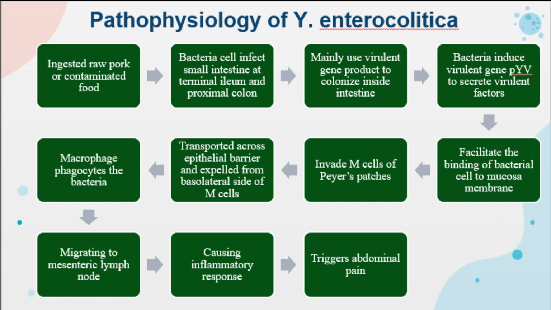The bacteria infect the small intestine at the terminal ileum and proximal colon. The bacteria mainly use virulence gene products to colonize the intestine. At body temperature, bacteria induce the expression of the virulence gene pYV to secrete virulence factors. The virulence factors facilitate the binding of bacterial cells to the mucosal membrane and invasion of M cells of Peyer's patches. Once internalized, bacteria are transported across the epithelial barrier and expelled from the basolateral side of M cells. Then, macrophages phagocytose the bacteria and migrate to the mesenteric lymph node. The migration causes an inflammatory response that triggers abdominal pain.